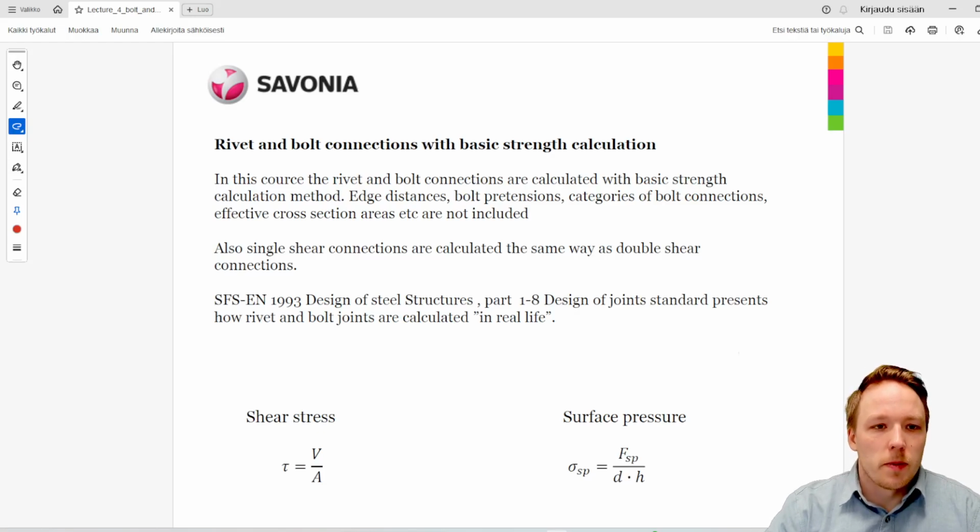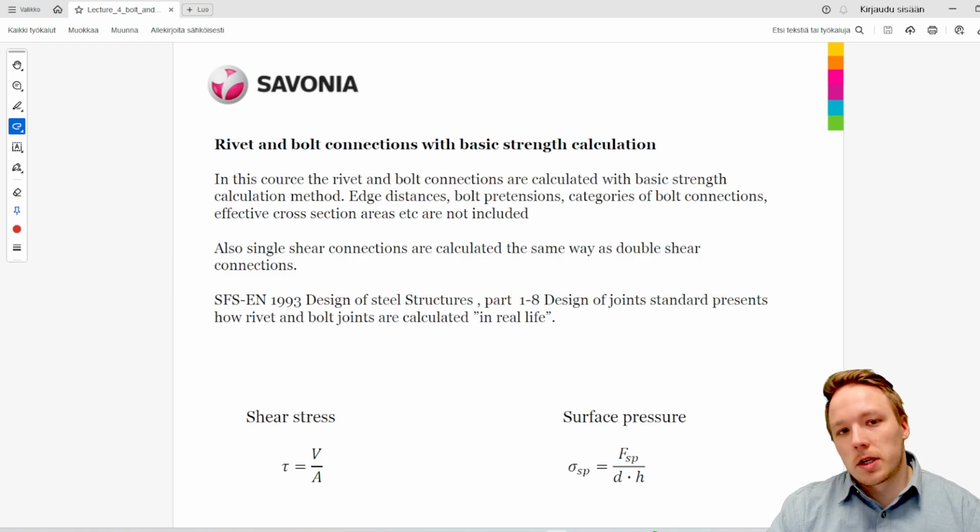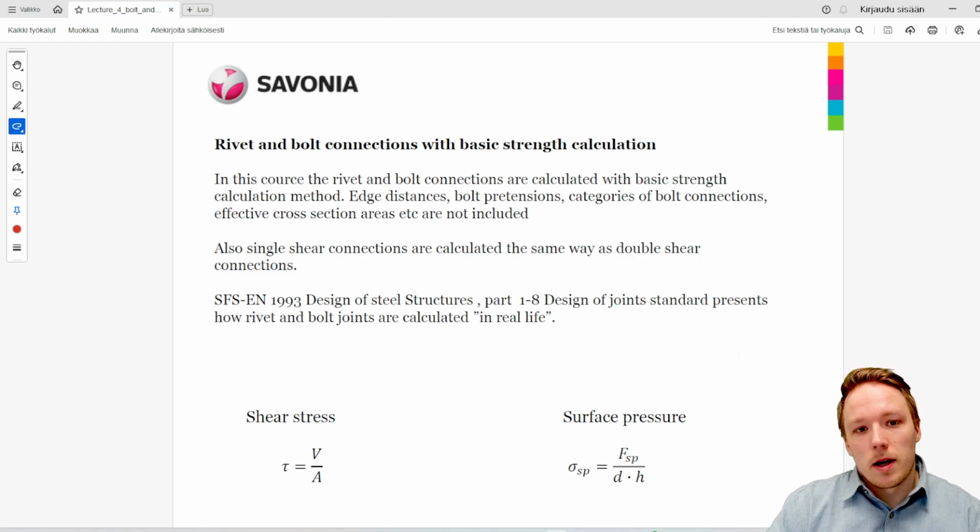So this is the next topic on this course, rivet and bolt connections with basic strength calculations. Within this course we're going to do some simple bolt and rivet calculations. In this course we're going to make some simplifications. More detailed information on how to calculate bolt and rivet connections is described in, for example, SFS EN 1993, which is called Eurocode basically.